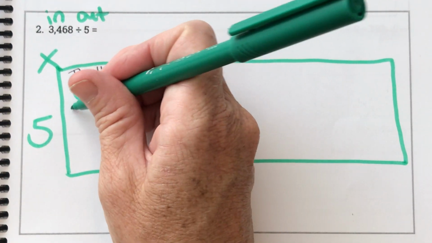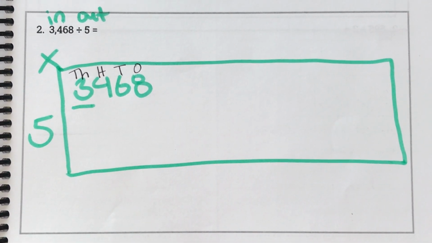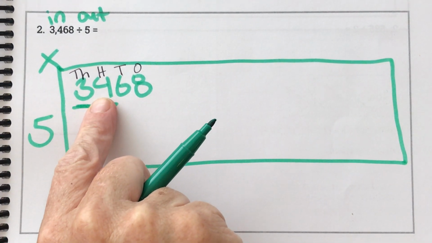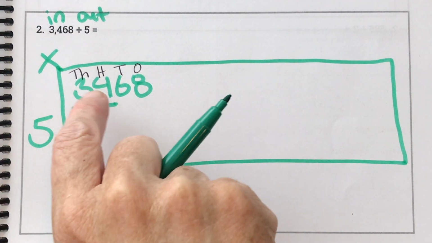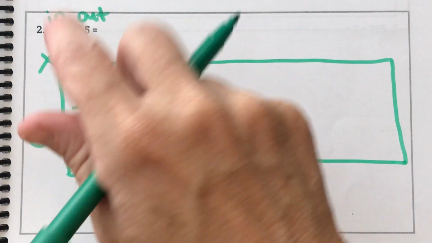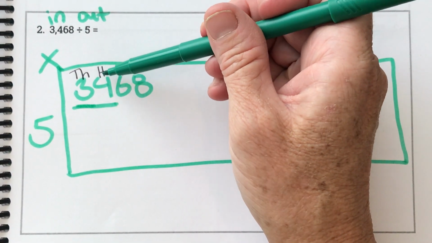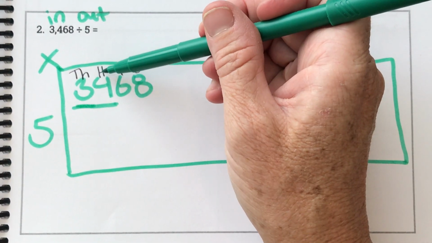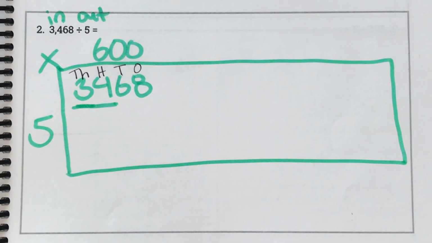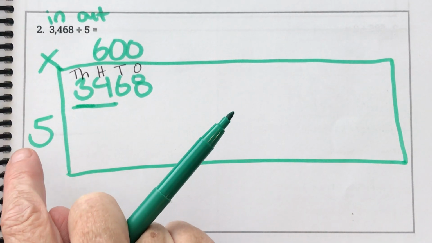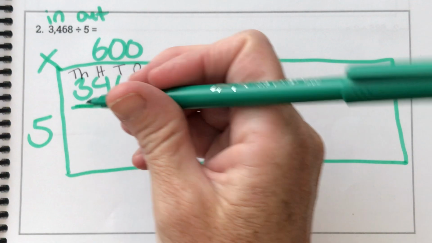Can 5 fit into 3? No. Can 5 fit into 34? Yes. And how many times? 5 can fit into 34 6 times because 6 times 5 is 30, but 7 times 5 is 35. So it's 6 times, but because we're in the hundreds place value, it's 6 hundreds, which is 600.